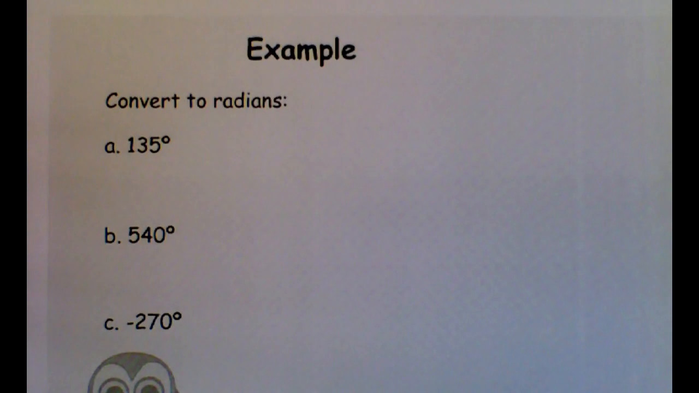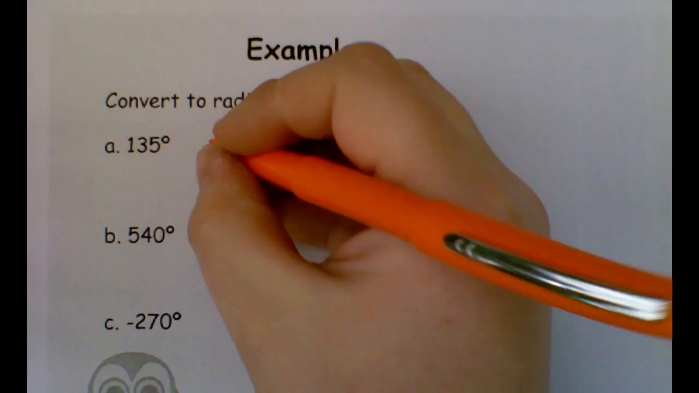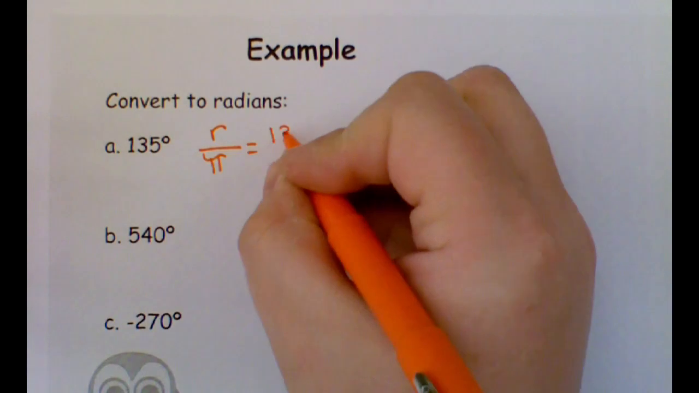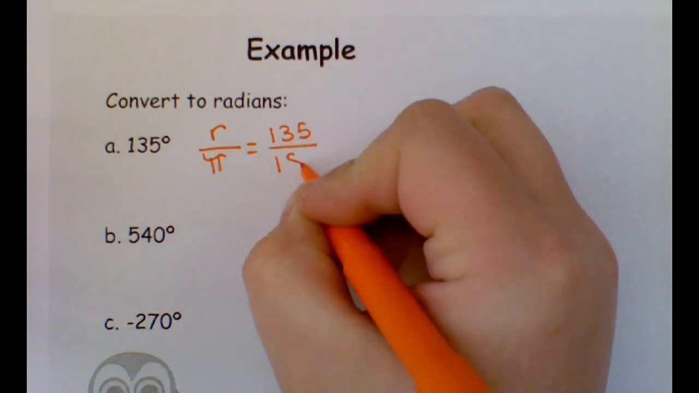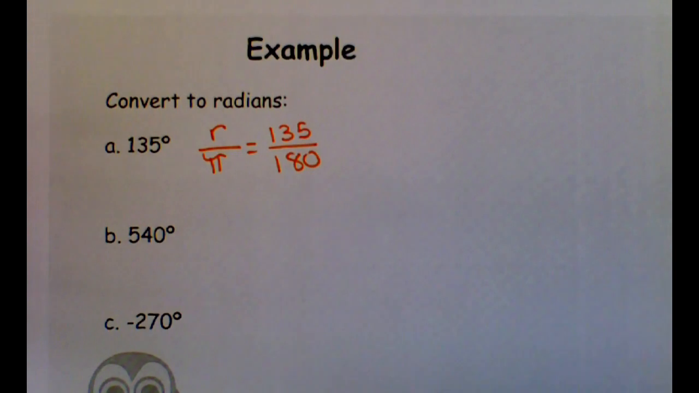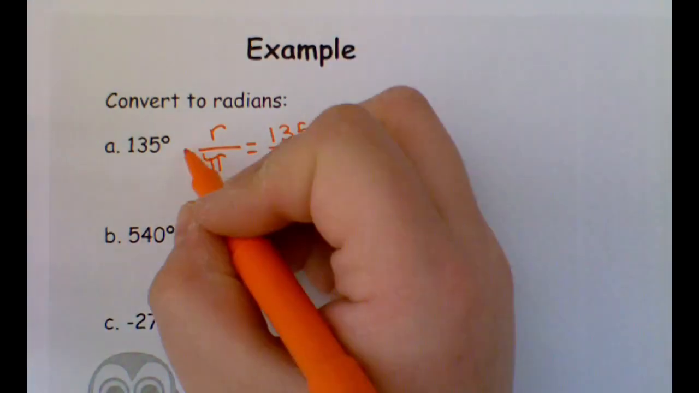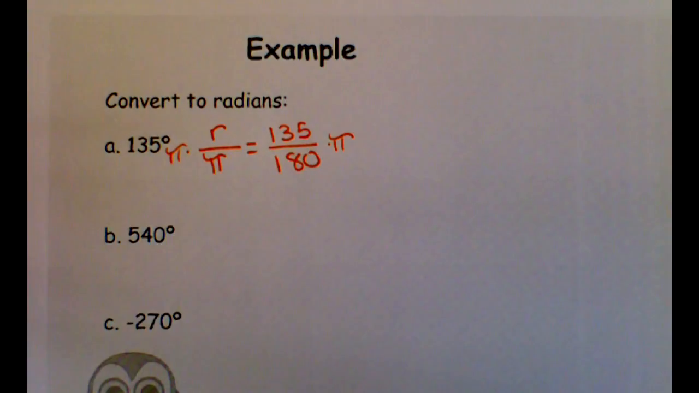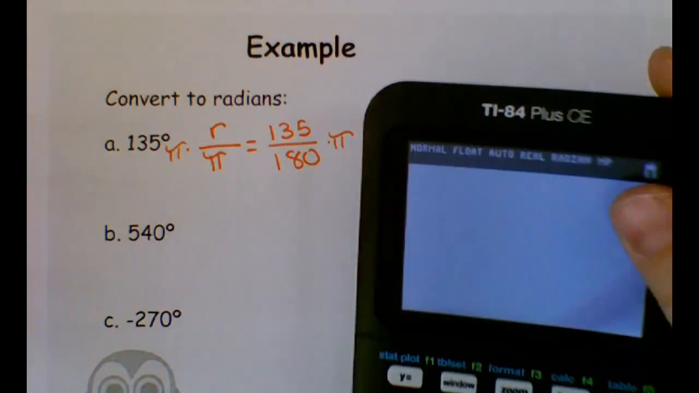So let's try. We're going to convert to radians. So radians is what I'm looking for, over pi equals degrees, which is 135, over 180. To get the radians, I just multiply my pi over, and then we just simplify this fraction.